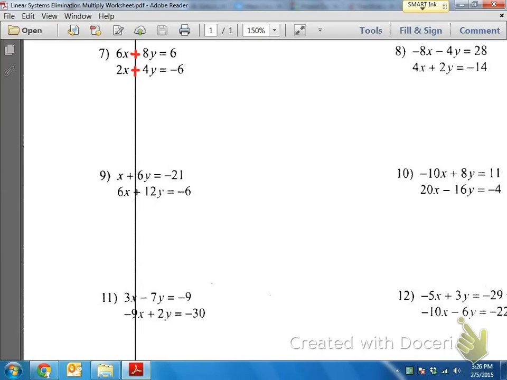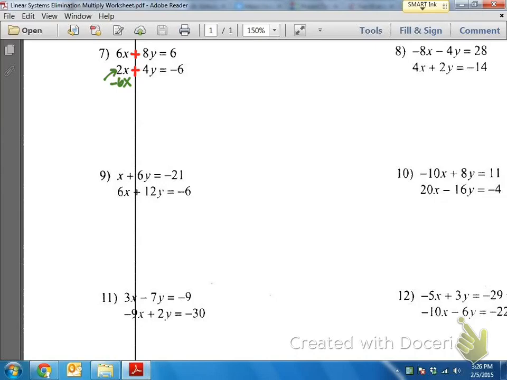Now, here's the cool thing though. We get to choose which variable we want to eliminate. So I have 6x, 2x, 8y and 4y. Do you want to get rid of x or y? Let's choose x. So if the top x is 6x, wouldn't it be perfect if this bottom one was negative 6x? Aren't 6x and negative 6x inverses? So how do I make 2x a negative 6x?